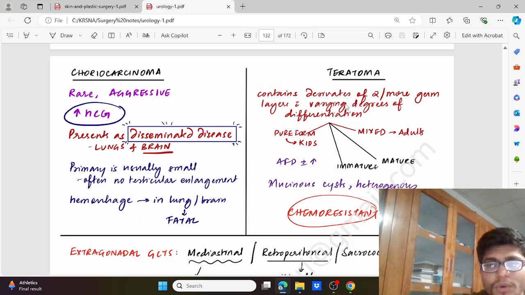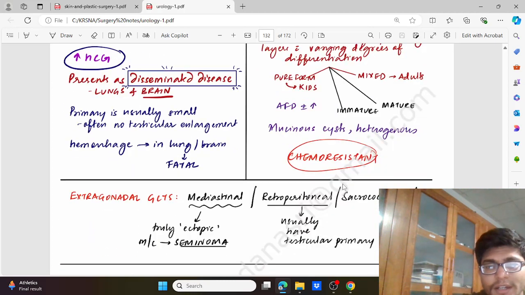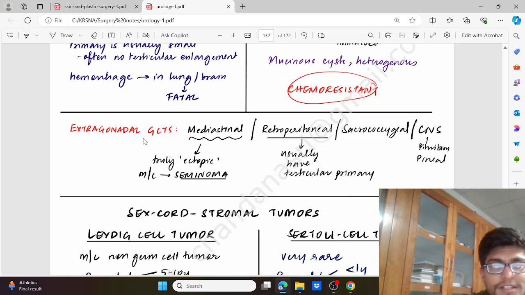Teratoma, derivative of the two or more germ layers with varying degrees of differentiation, could be pure, immature, mature, and mixed. There could be AFP raised, mucinous cyst, and heterogeneous, and these teratomas are chemoresistant. Extragonadal GCT in the mediastinum, retroperitoneum, sacrococcygeal, or CNS. Mediastinum, it could be truly ectopic. Most common is seminoma. Retroperitoneal usually have testicular primary, and CNS could be in pituitary and pineal gland.